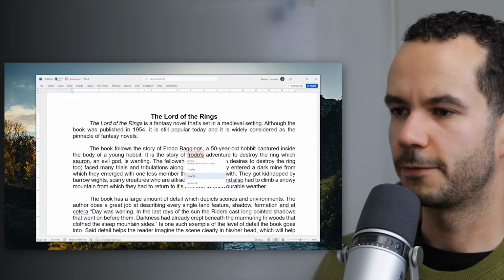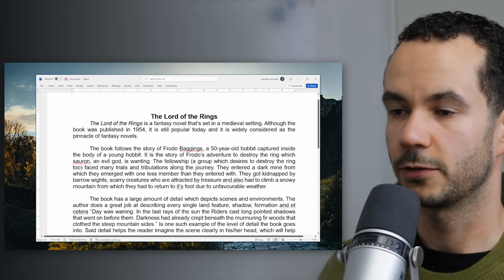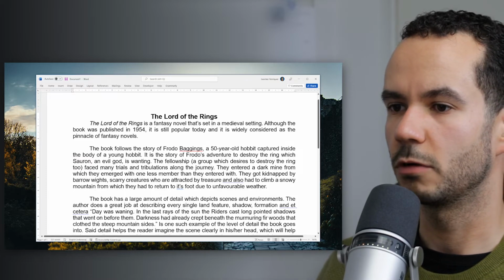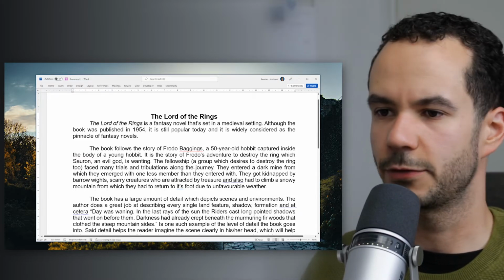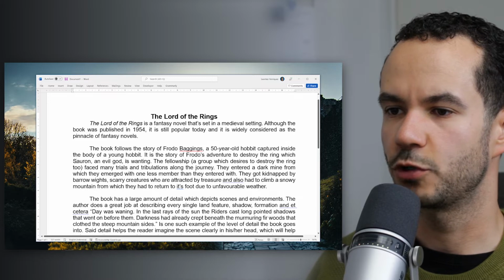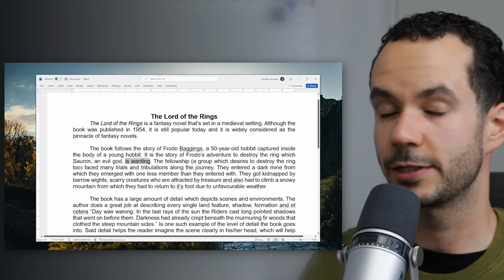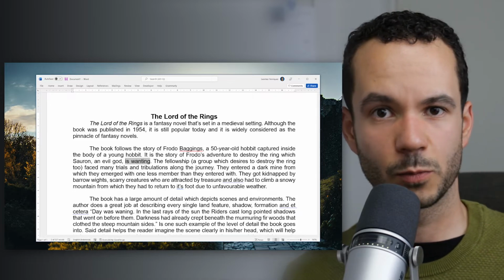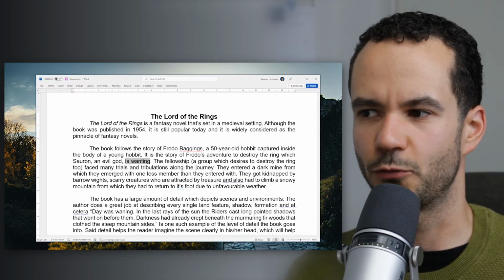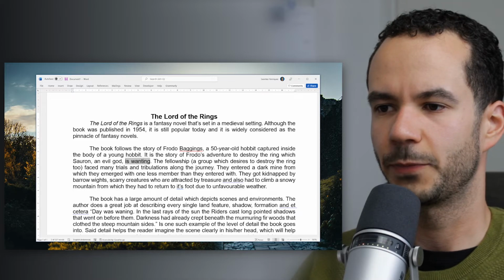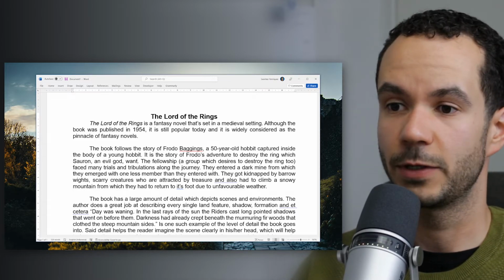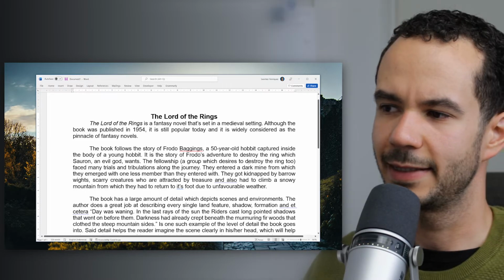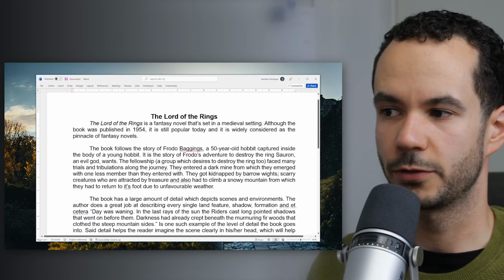It is the story of Frodo's adventure. We need to add a capital letter for the word Frodo to destroy the ring which Sauron, an evil god, is wanting. Now there are some grammatical things we need to do, and one of the first things I want to change is wanting. Now this is present continuous tense, and we don't use present continuous for something that is a fact. It's a fact that this evil god wants this ring. So we need to change it into want, present simple, and because Sauron is a he or an it actually, it's wants. And to make it less wordy, we can remove the word which, because we don't need that.